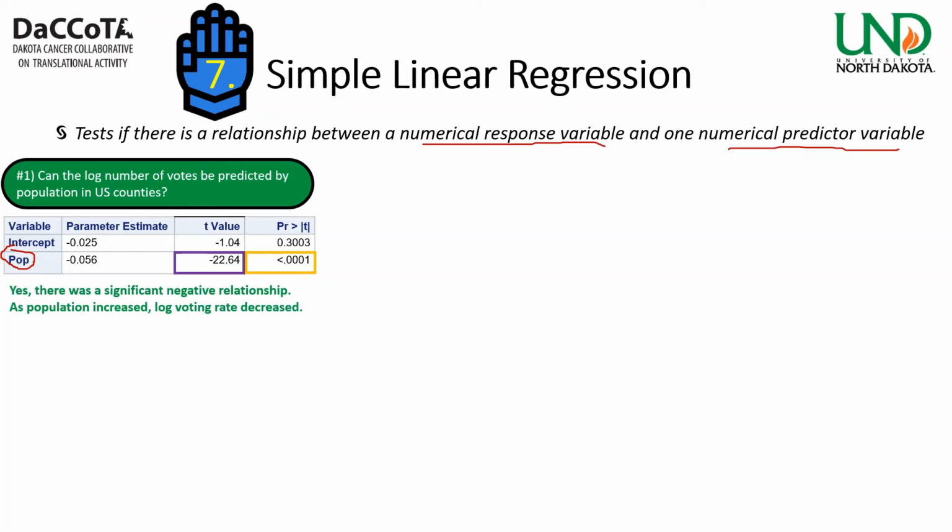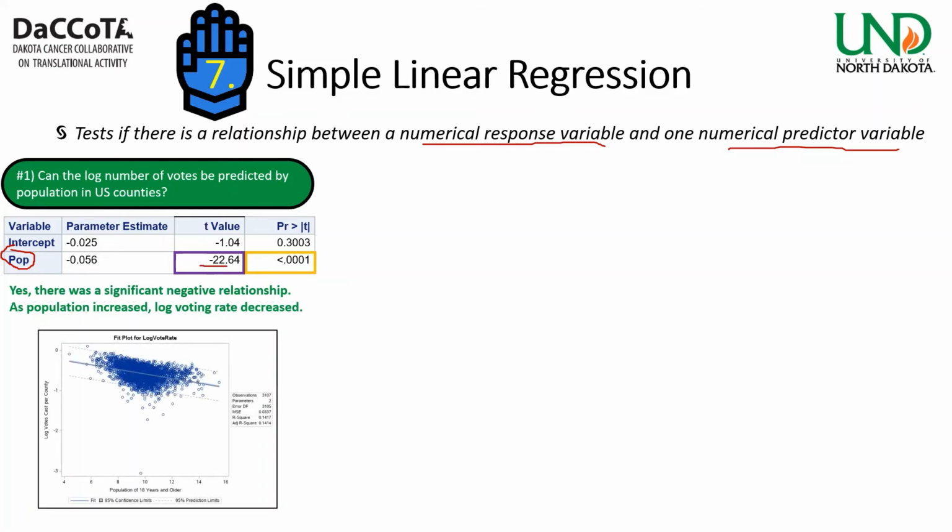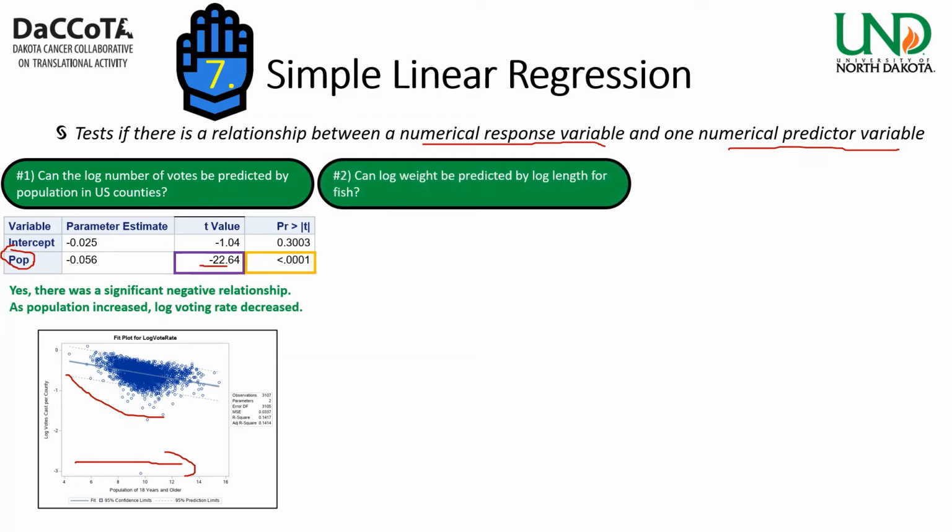Okay, yeah, there is a significant negative relationship because this is negative. As population increased this way, log voting rate decreased. And you see there's a lot of data. It's a little messy. We'd probably clean this up or do model fitting if we had more time, but we don't because we're gauntleting. Come on.